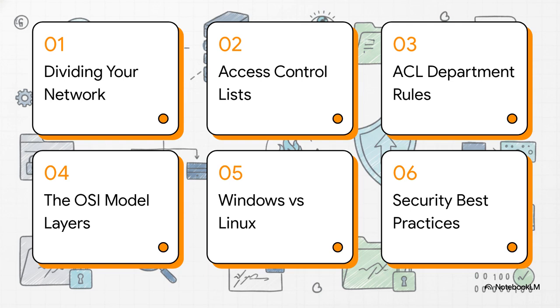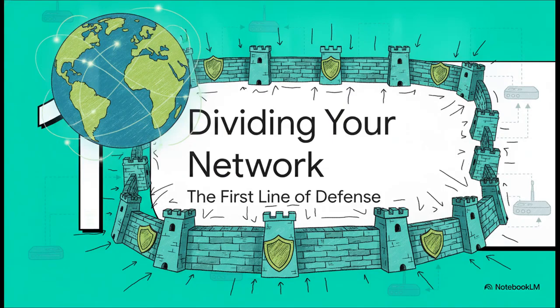Here's our roadmap for today. We'll start with dividing your network, explain access control lists, and then look at some real-world ACL department rules. After that, we'll map things to the OSI model layers, compare Windows and Linux permissions, and finally, wrap things up with some security best practices. Let's dive right in. All right, Section 1, dividing your network.